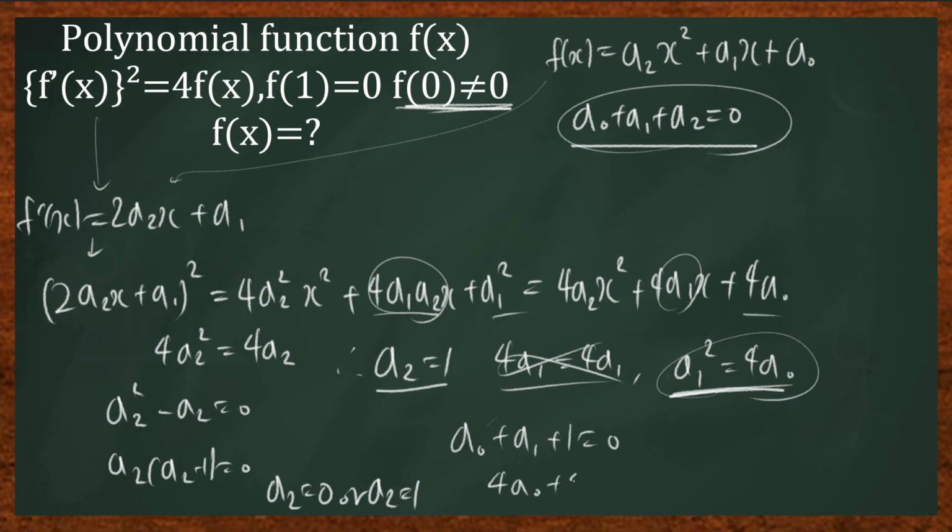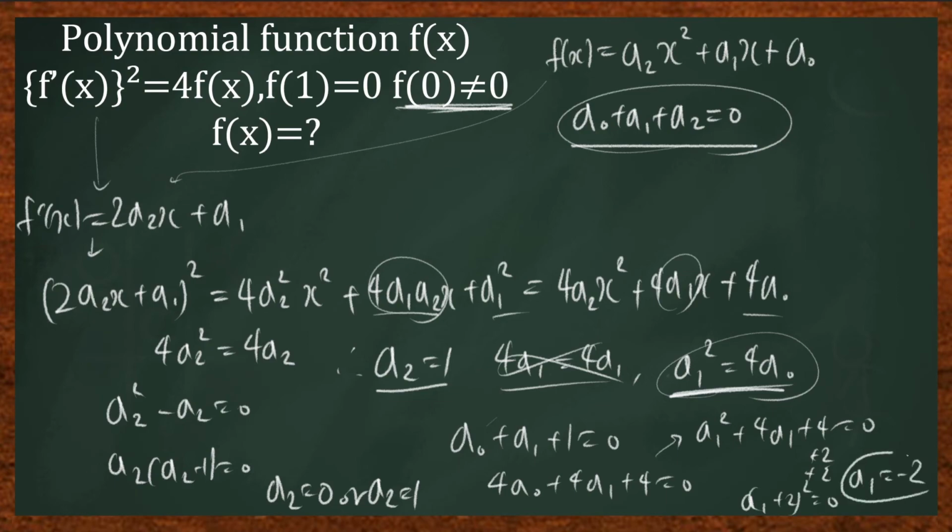If we put a2 equals 1 in it, it will be a0 plus a1 plus 1 equals 0. If you multiply it by 4 and solve it, it will be shown like this. And if we put a1 in it, it will be shown like this. And it will be a quadratic equation. And if we factorize it, it will be shown like this.